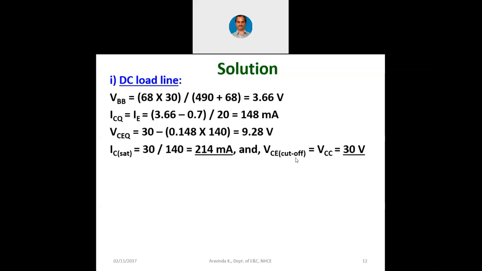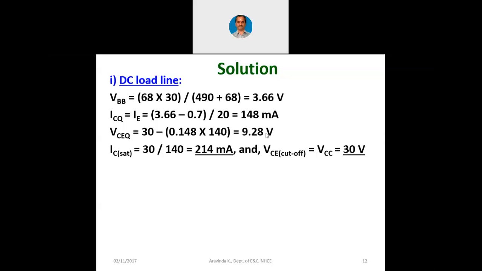And VCE cutoff is VCC, it is 30 volts. So these are the two coordinates corresponding to the end of the load line. And we have already calculated the Q point also, ICQ and VCEQ.